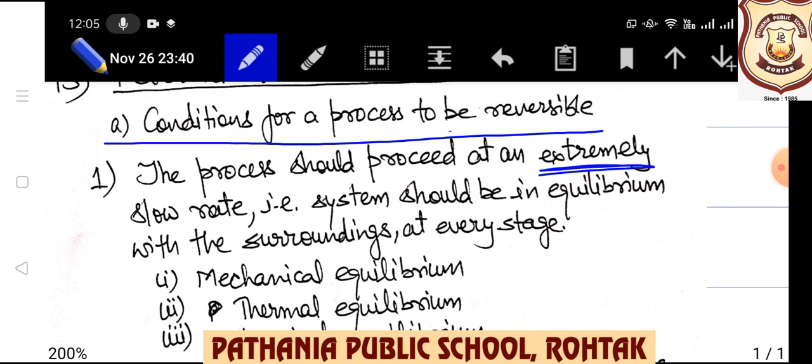So a process which does not satisfy even one of the conditions for a reversible process is called an irreversible process. अगर कोई भी एक condition reversible में से पूरी नहीं होती है तो उसे हम irreversible process कहते हैं.